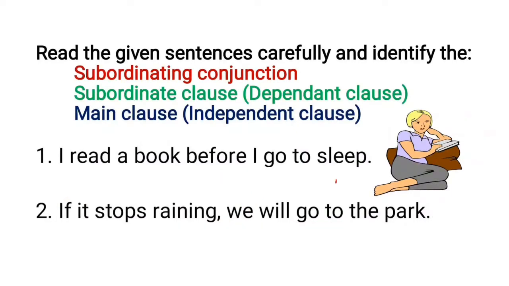Here you need to notice one thing. Yes, I'm talking about the usage of comma here. It is very important to notice that always use comma if the dependent clause comes first. And here, if it stops raining is a dependent clause. That is why we have used comma here.